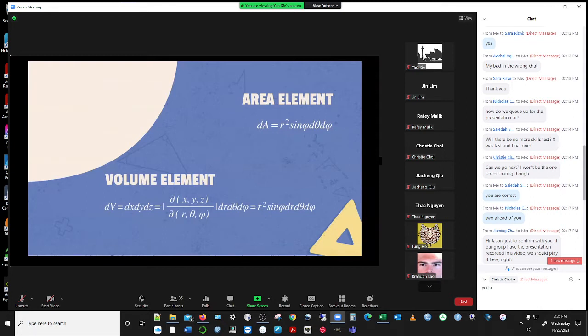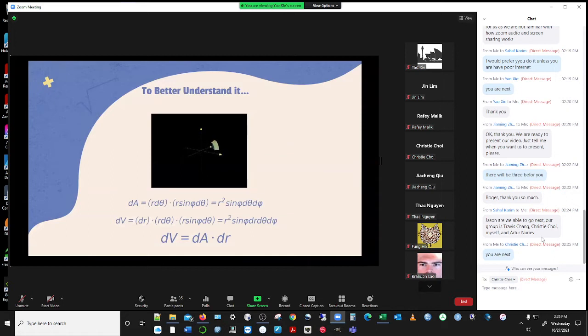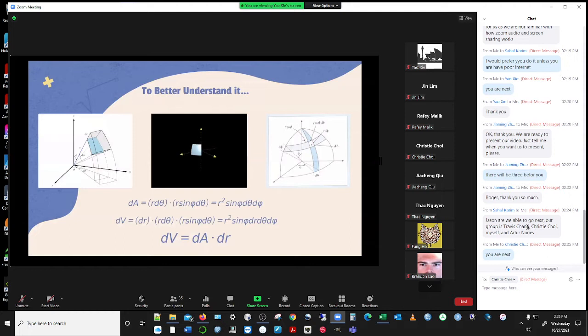As the Jacobian essentially tells us how an infinitesimal area or volume element transforms under the coordinate transformation, we can now derive the formulas for the area element and volume element in the spherical coordinates using the Jacobian we just found. I have included some diagrams and animation for you to better understand what a volume or area element looks like in the spherical coordinates.